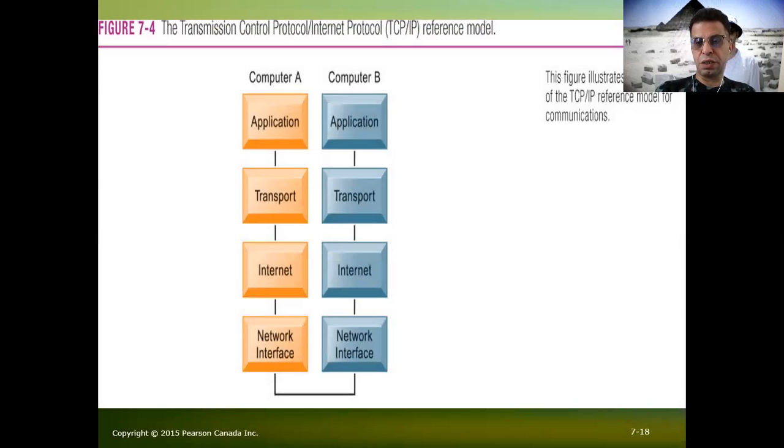So each message will be set up, let's say from computer one, with an application, a transport, what you call the internet, and a network interface. And these have similar things in order for them to communicate back and forth.